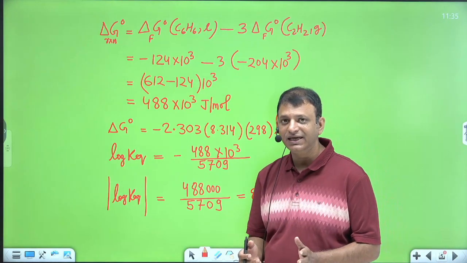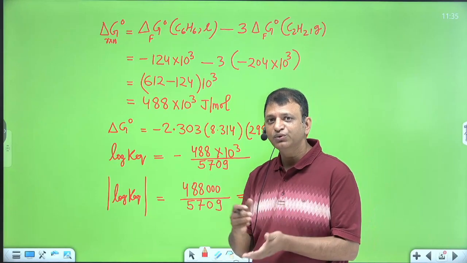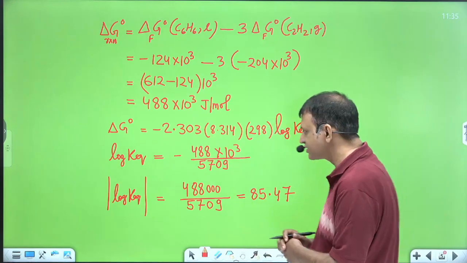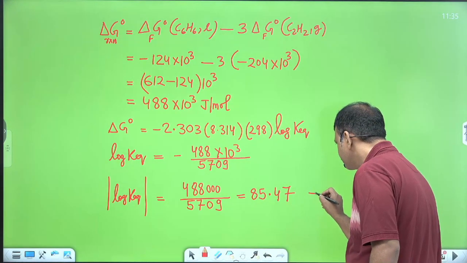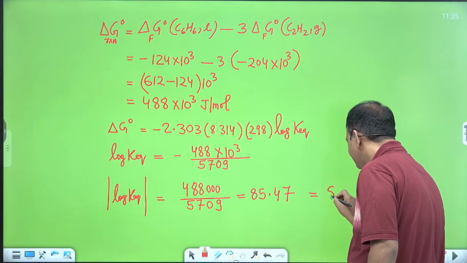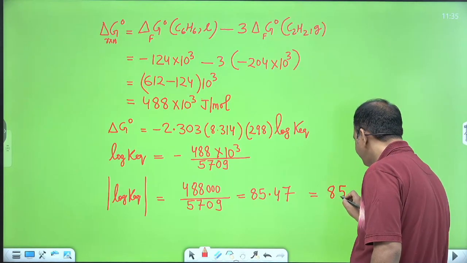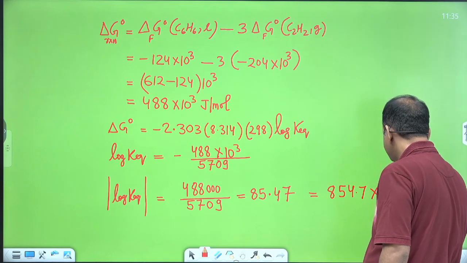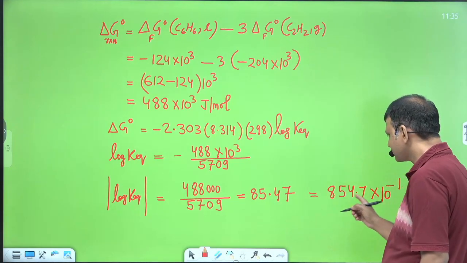We have to do this calculation up to 2 digits after the decimal place, because we have to write the answer as x into 10 to the power minus 1, and the value of x should be the nearest integer. When I am writing this value, I should write it as 854.7 into 10 to the power minus 1. This is the value of x.